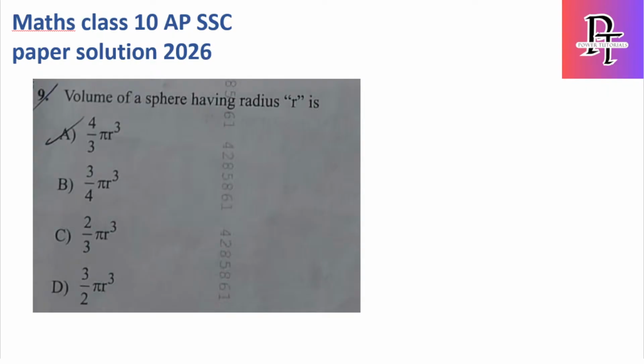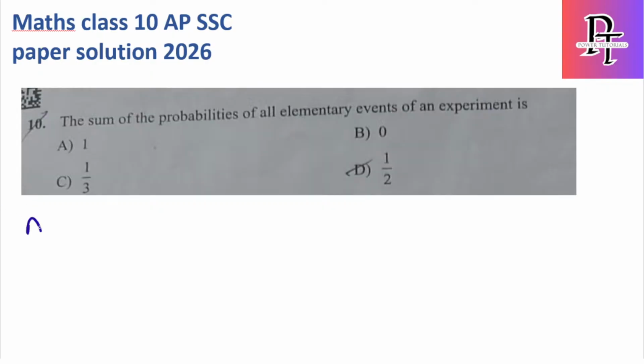Okay. Next, the volume of a sphere having radius r is a direct formula, which is 4 by 3 pi r cube. Okay. Next, go to the 10th one. The sum of probabilities of all elementary events of an experiment. The answer is A, which is 1. It is not D. The whole probability of any event is always equal to 1. Okay.